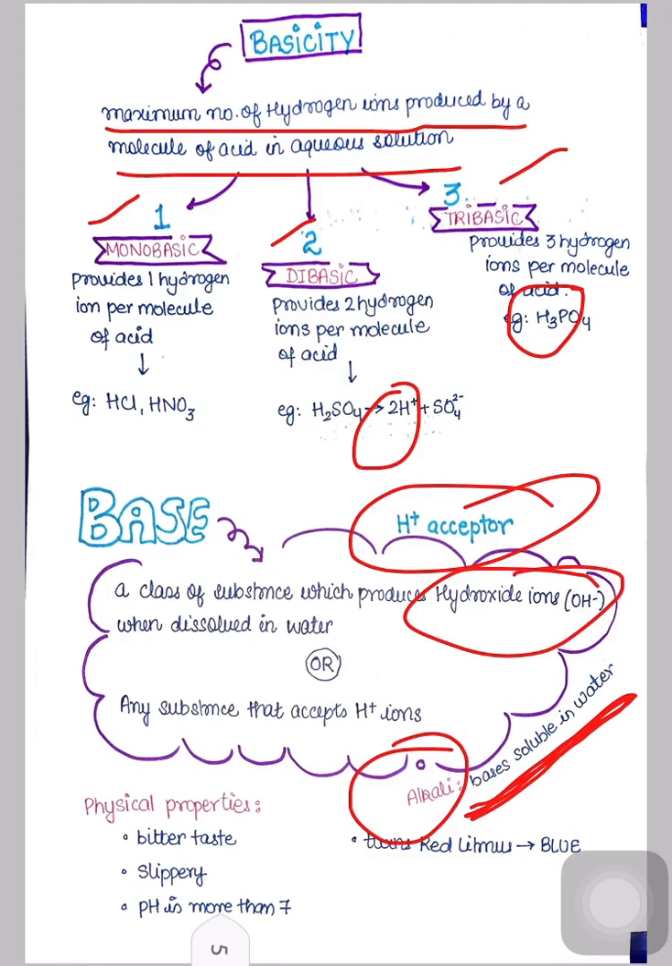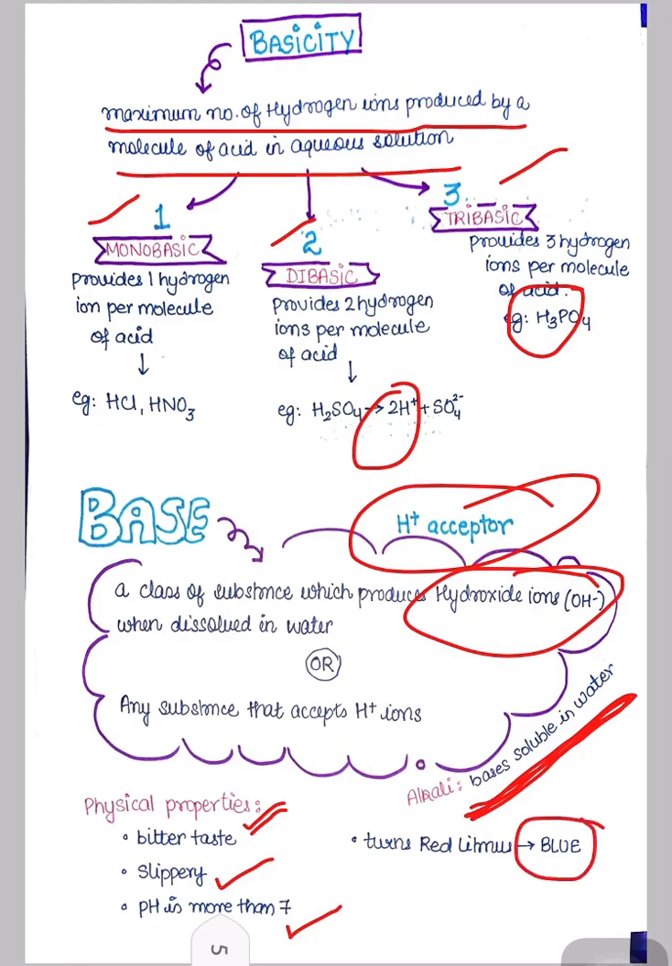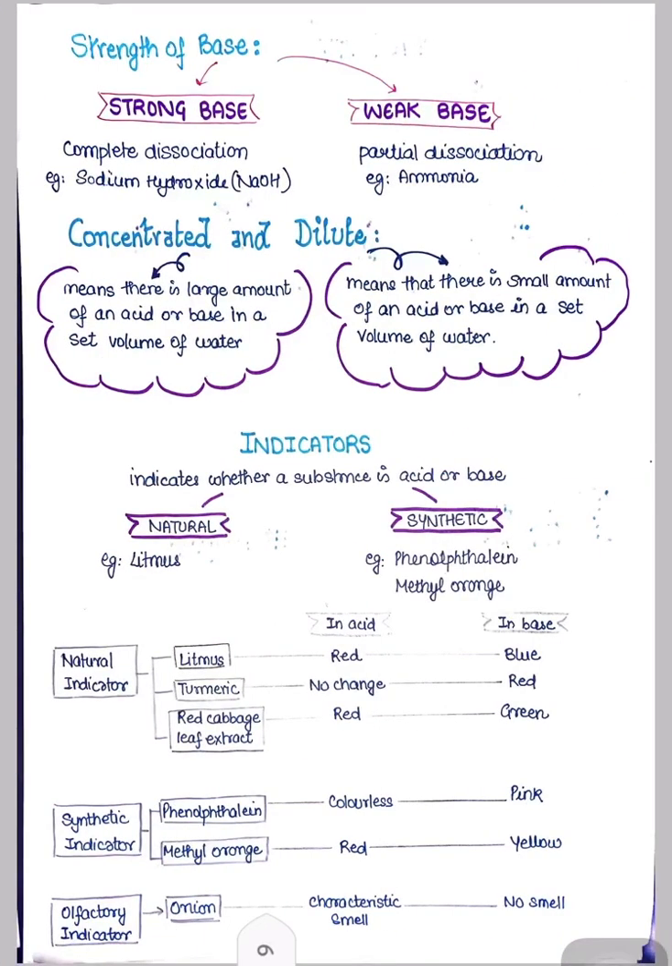Then the physical properties of bases, we have already discussed. They are slippery in touch, bitter in taste, and their pH is more than 7. So they have a pH more than 7, above the pH of acids. Next, they turn red litmus to blue. So if I have any base in a test tube and I use red litmus paper, it will always turn blue.